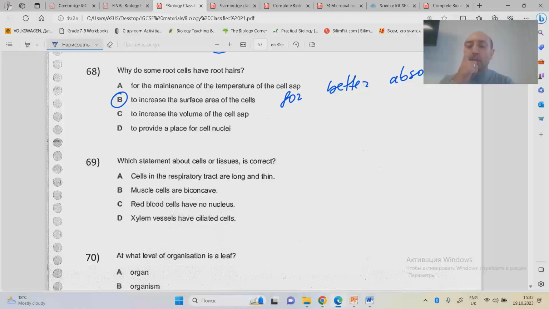69. Which statement about cells or tissues is correct? Cells in the respiratory tract are long and thin. Muscle cells are biconcave. 100% it is false because this word belongs to red blood cell. Red blood cells have no nucleus. This is correct. Xylem vessels have ciliated cells. Of course, false. Ciliated cells belong to animals. Cells in the respiratory tract are long and thin. No, they needed to say that cells in the respiratory tract have many cilia.